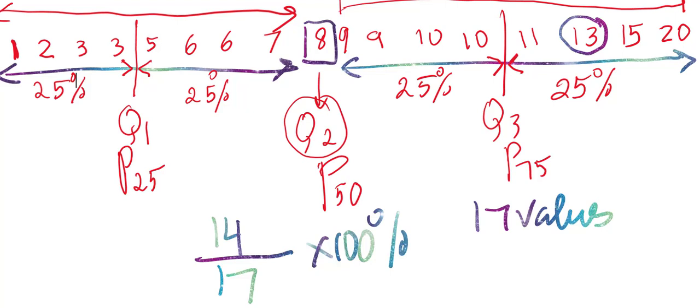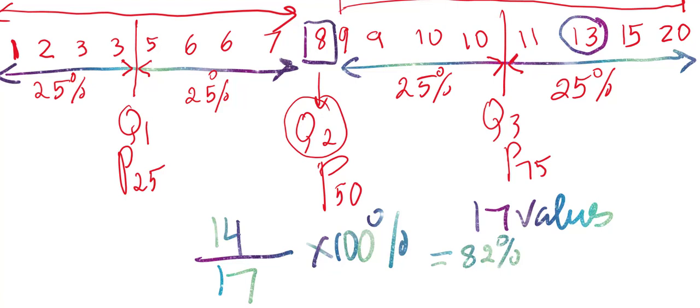And what would that be? Let me just do that on the calculator, 14 divided by 17. I get 0.82, and if I change it to a percent, it will be 82%. It's 82.3, but we need a whole percentage, so it will be 82%. So 13, guys, falls in the 82nd percentile. That is the position of 13.